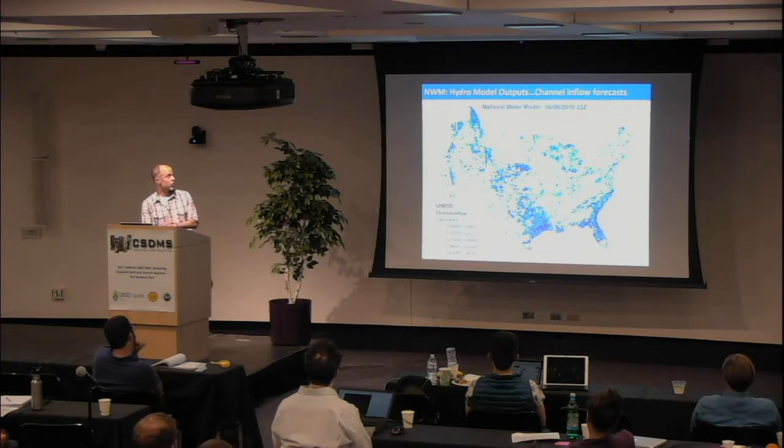And so one of the outputs from the water model is basically just what water is flowing into this channel network all along those 2.7 million river reaches. And so this is just a snapshot at one point in time of where water was flowing into the network in some of our pre-operational runs.